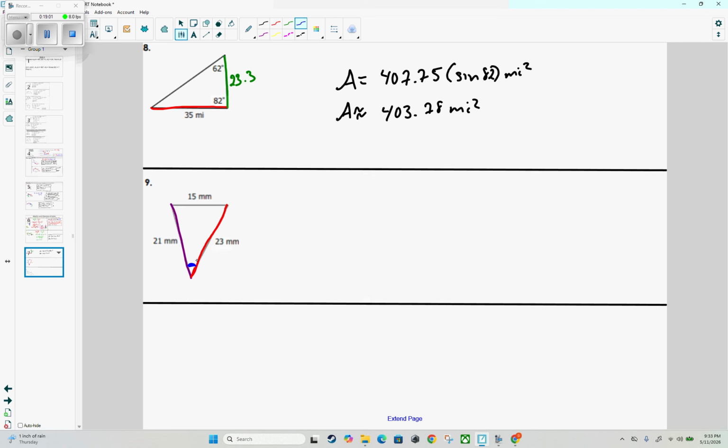Now, law of cosines basically says this guy is the one that's kicked out. He's not the one included. So that's going to be 15 squared equals my 2 sides, the 21 squared plus the 23 squared. So that's just our Pythagorean theorem, minus 2 times those 2 sides. So our 2 sides were 21 and 23.